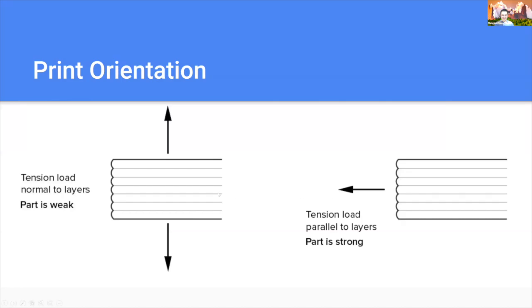So as I mentioned before, it's very important for you to orient your print correctly, right? If your tension load is vertical and you're printing the part vertically, the part is going to be very weak, right? On the other hand, if the tension is parallel to the layers, right? So if you print your layers perpendicularly to where the stress is applied, right? So you're printing this way, and the stress is being applied sideways. It's going to be much stronger.